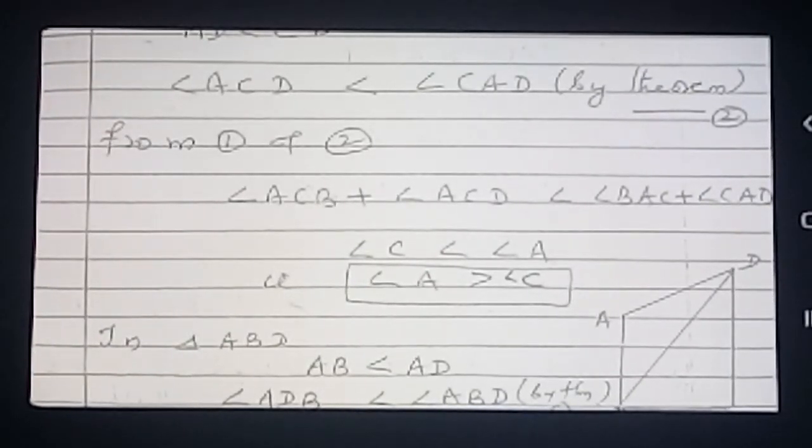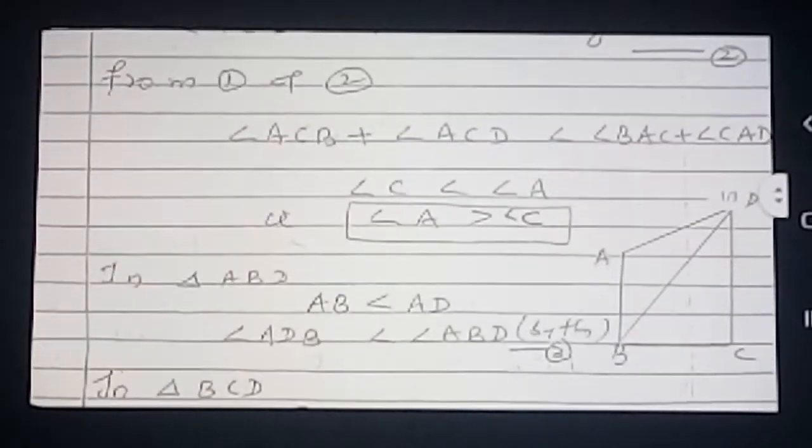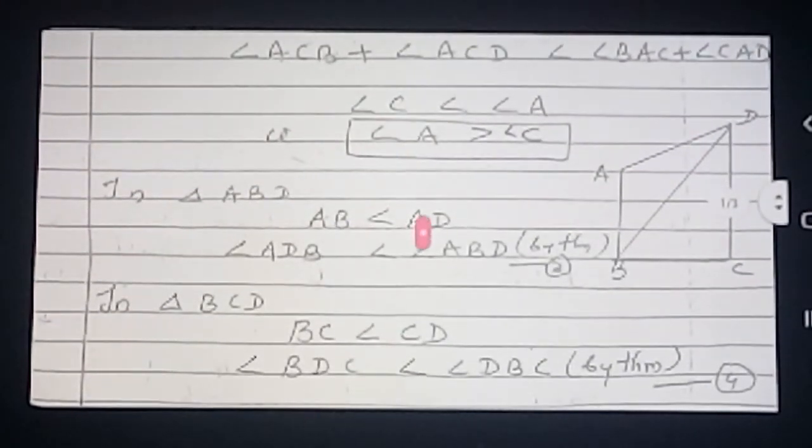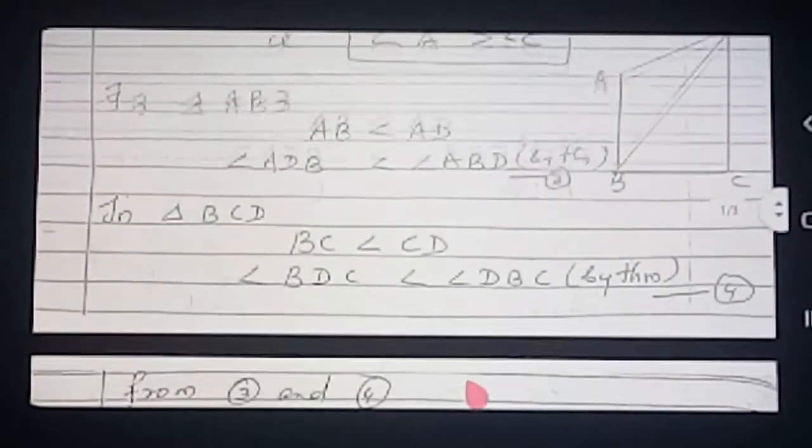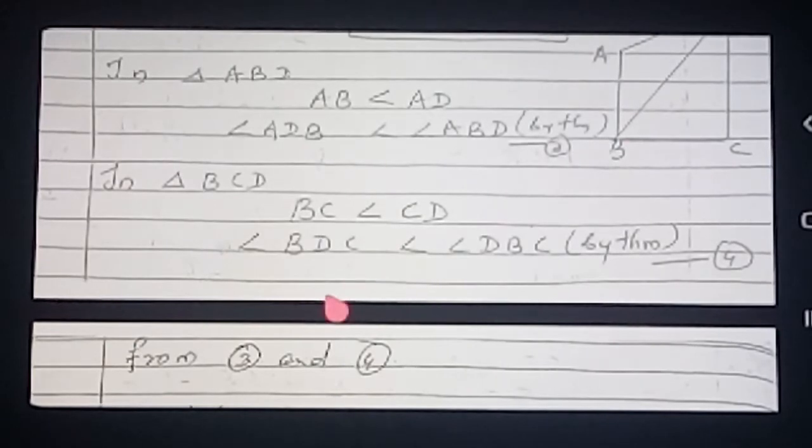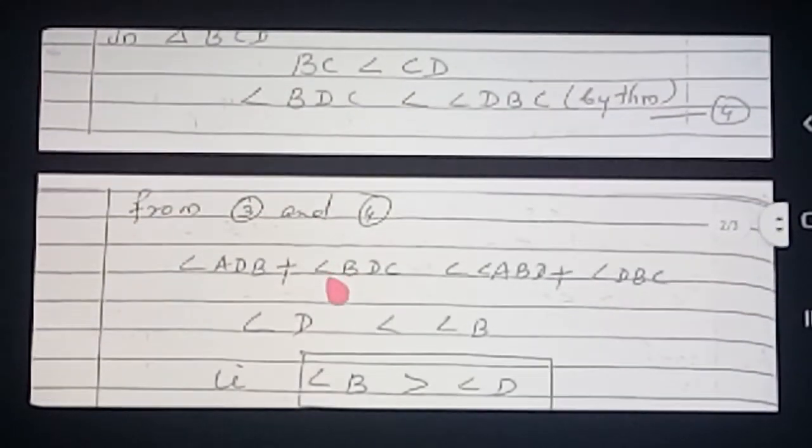Okay? All of you copied the sum now? From 3 and 4 we are getting angle D less than angle B. So angle D is less than angle B, which angle is greater? Angle B is greater than angle D. Okay students, then we will move to the next sum.